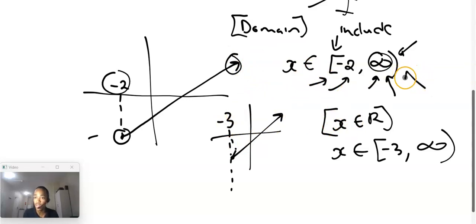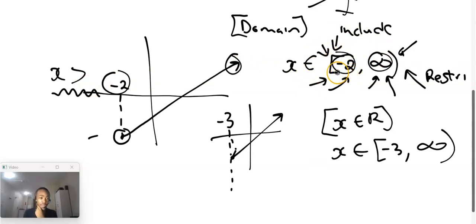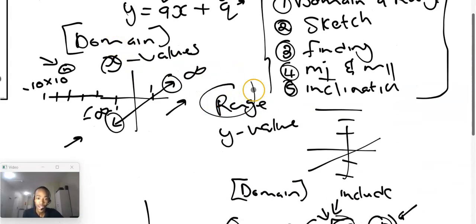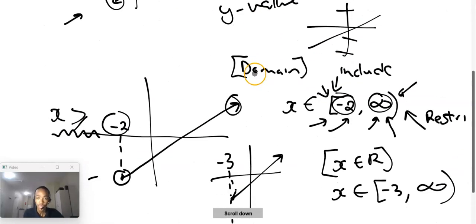So this is also known as a restriction, meaning that we are restricting some values, right, of x in that case. So meaning we are restricting all the values that are less than -2 in this case. We are restricting them, right? Hence why we use the parentheses here, and we are including the -2, right? So that is what we call the domain and the range in that case, right?